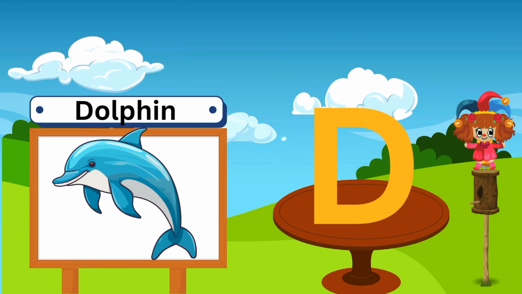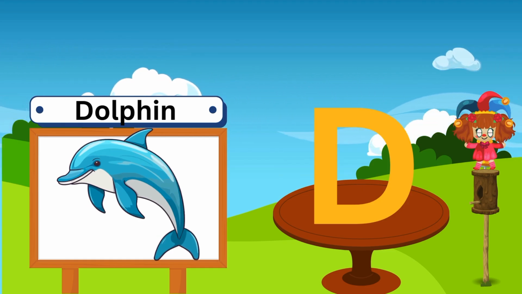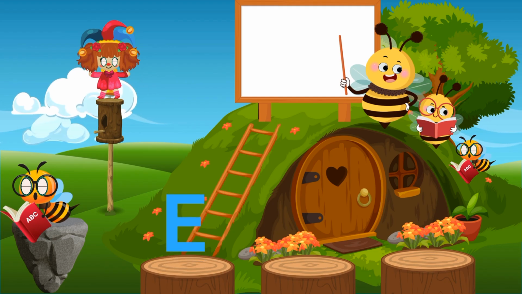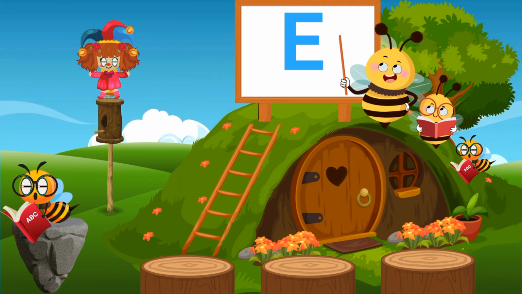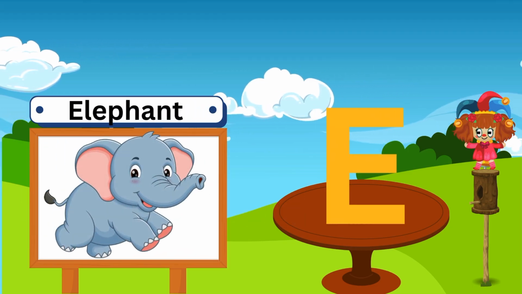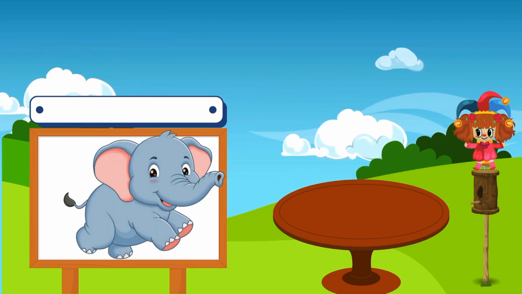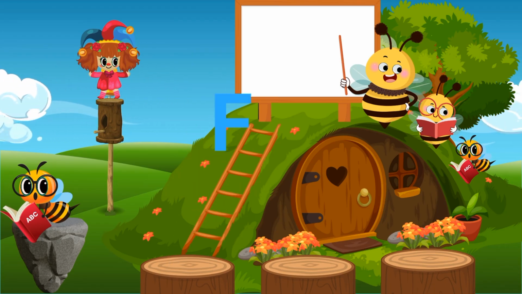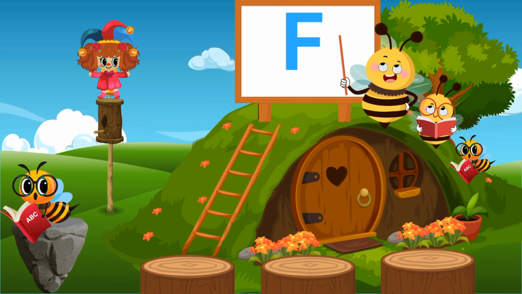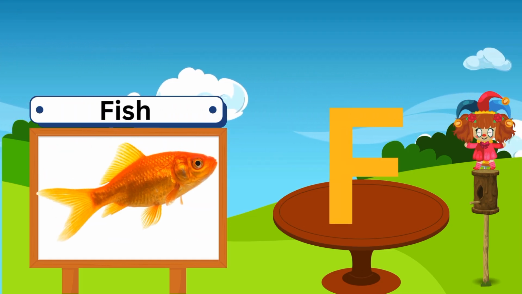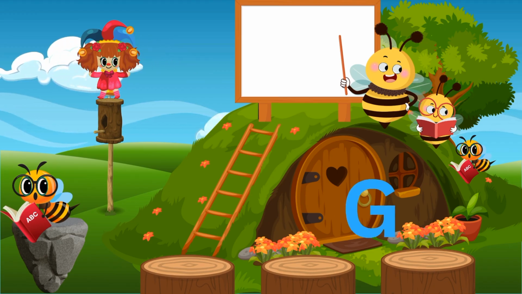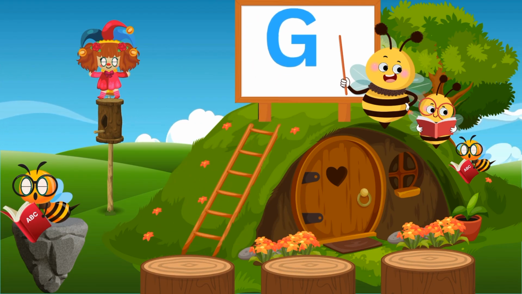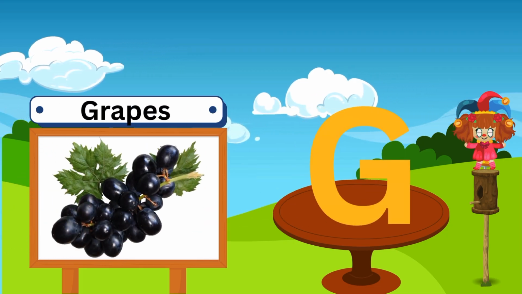D. D for dolphin. E. E for elephant. F. F for fish. G. G for grapes.